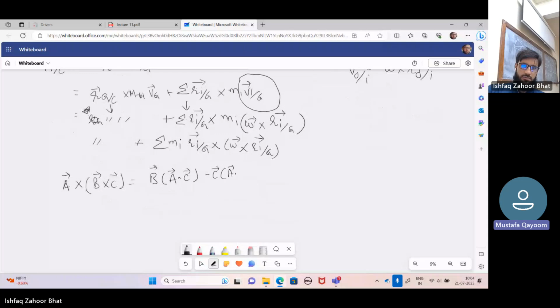A dot B. If you wake up tomorrow, do you think you will remember this formula? No, sir. So what is the way to remember it forever? Start from B. No, I will show you how you can remember this.